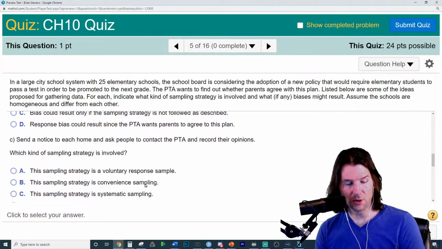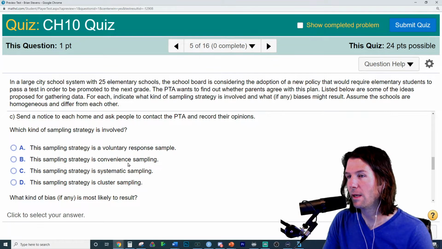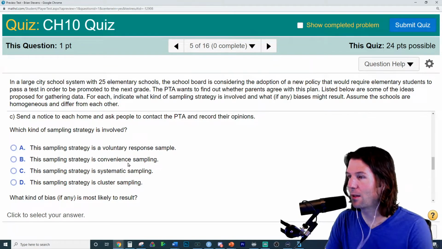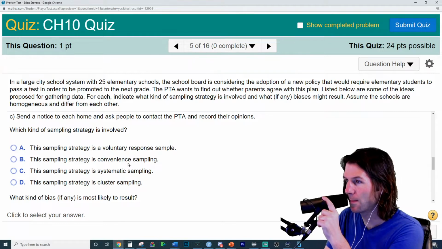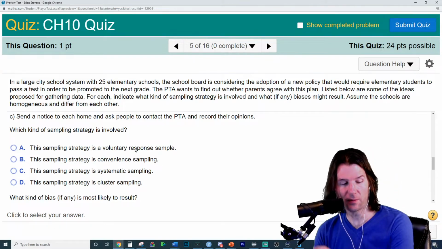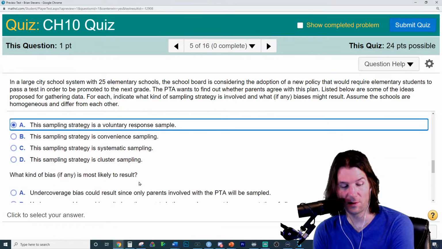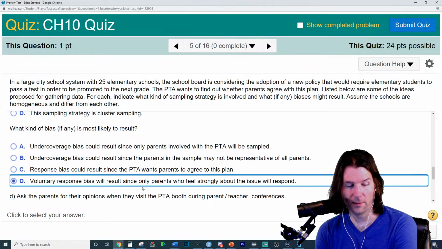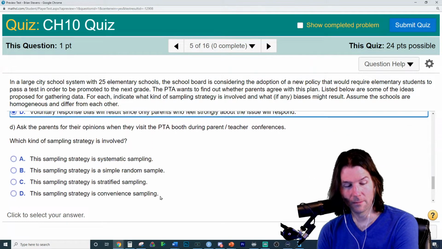So let's do a new one. Send a notice home to each parent and ask to contact the PTA and record their opinions. Ooh, this is a tough one. I think that's going to be voluntary. So I'm pretty sure it's between voluntary and convenience. If you get this one wrong, as always, email me, because I'm 50-50 on this one. Oh, there we go. It's voluntary, and it's going to have voluntary bias. So I think we're good on that.